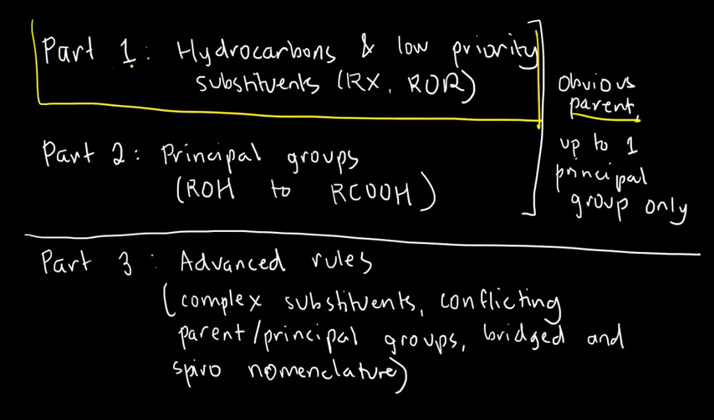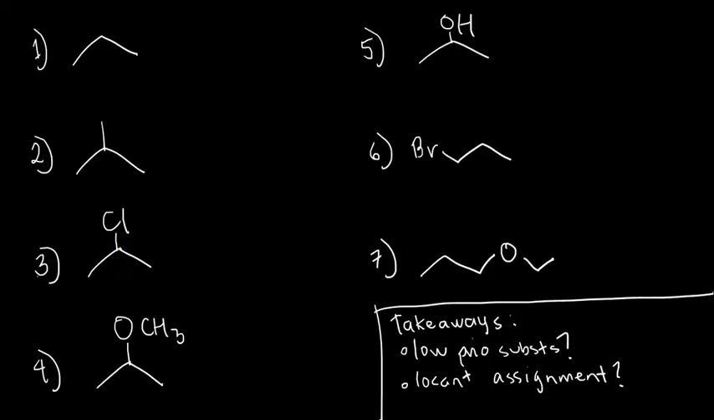Now, again, part 1 would be dedicated to the low priority groups, and the parent compounds here, or the parent chains, would be very obvious. We will talk about more obscure, more complicated, more confusing examples in parts 2 and 3. So let's get to it.